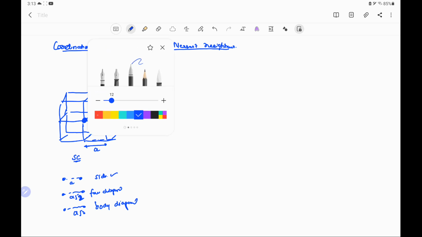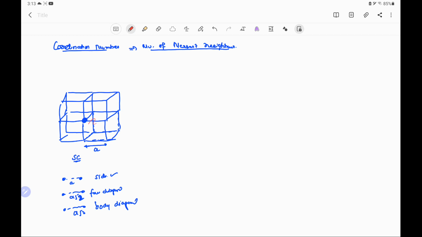Therefore, we will consider the number of atoms which are very near to the given atom. So one of the atoms is marked with red, another is this second, third, fourth, and one of the atoms is in the back of this face, in the backward of the plane of the diagram. Similarly, one atom will also be above this plane. The coordination number for simple cubic will be 6.